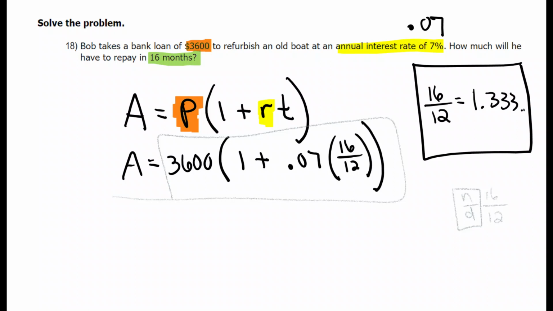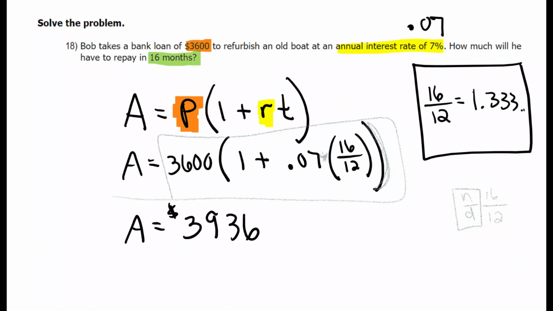3,600. Hit the open parenthesis, a 1, a plus, a 0.07, and then you can use the second set of parentheses or just use the little asterisk for multiplication on your calculator. That's fine. And then the fraction 16/12, and then make sure you close it back here. And then hit enter. And if all has gone well, you should get $3,936. Now that's one way to do it. That would be the easiest way to do it because you're looking for the future loan.